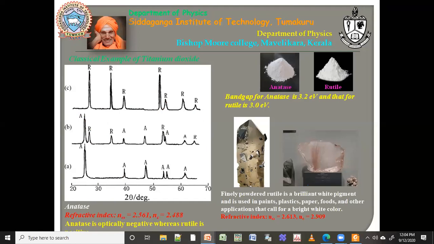Okay, this is one of the examples for why you need X-ray diffraction. You may ask, what is the difference? Anatase is normally a low temperature phase. Okay, you are going to stabilize this at very low temperature, maybe around 500 to 600.